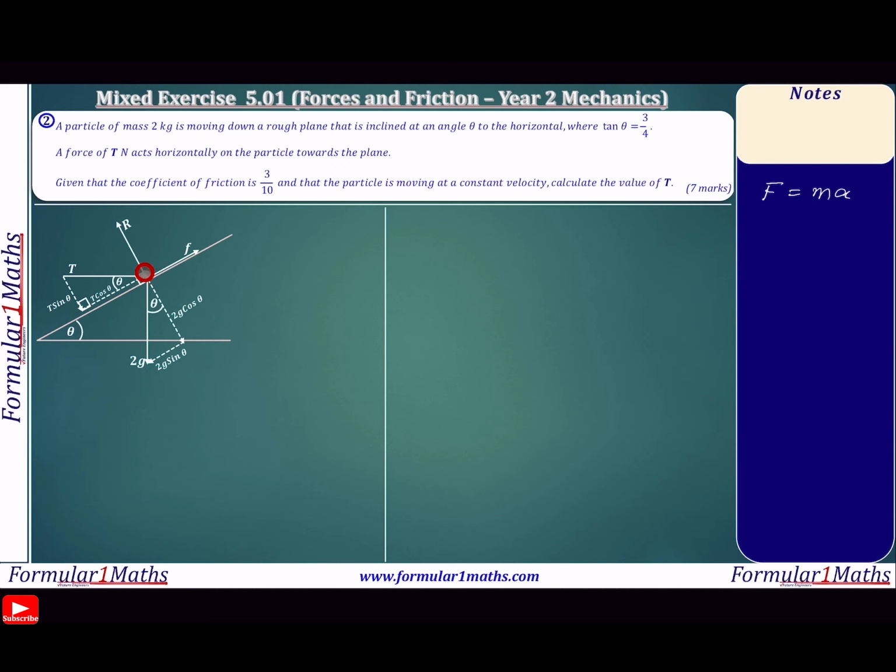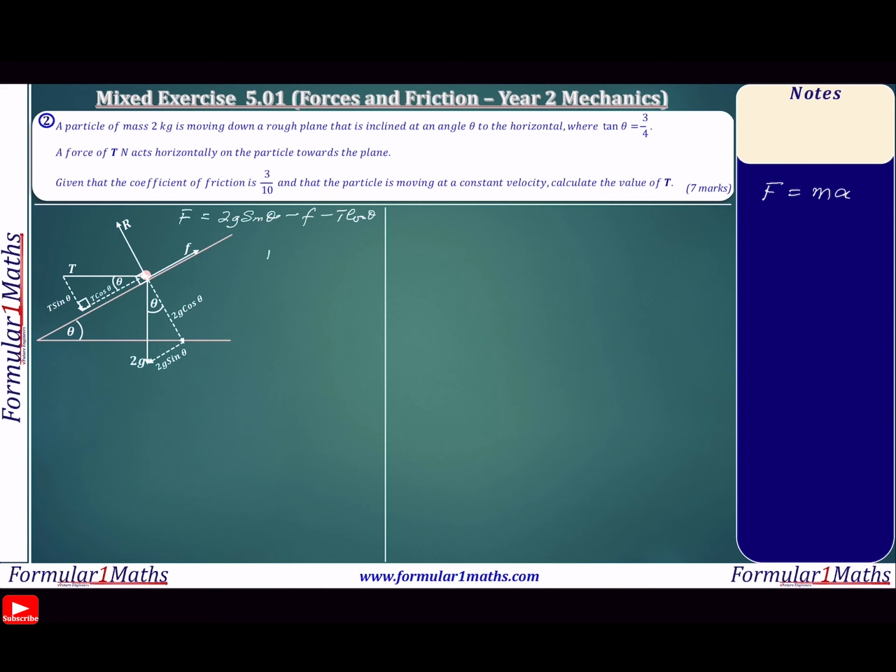For this particle, the resultant force moving the particle down the plane will be given by 2g sine theta, which is this force here, minus the frictional force minus T cos theta, because they're going the opposite direction. So that would be minus F minus T cos theta. And so that should be our resultant force, F.